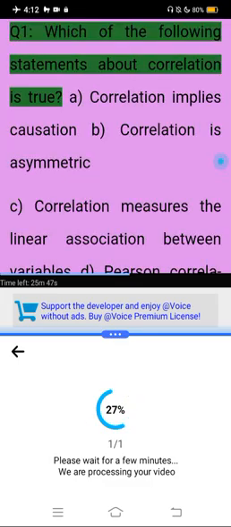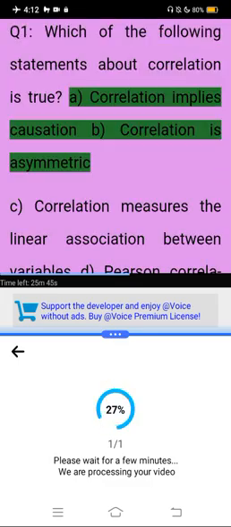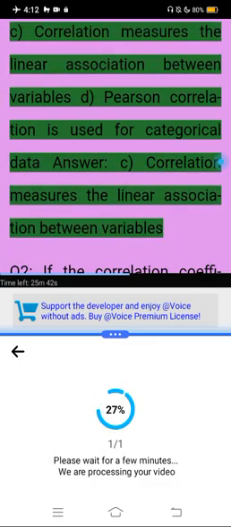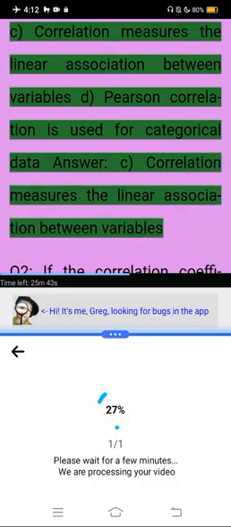Practice MCQs. Q1. Which of the following statements about correlation is true? A. Correlation implies causation. B. Correlation is asymmetric. C. Correlation measures the linear association between variables. D. Pearson correlation is used for categorical data. Answer: C. Correlation measures the linear association between variables.